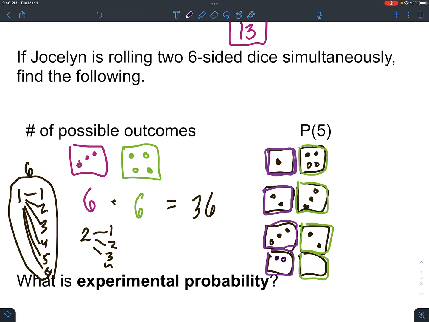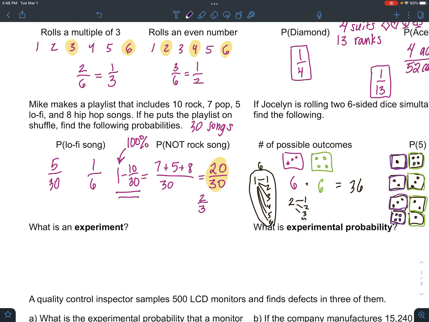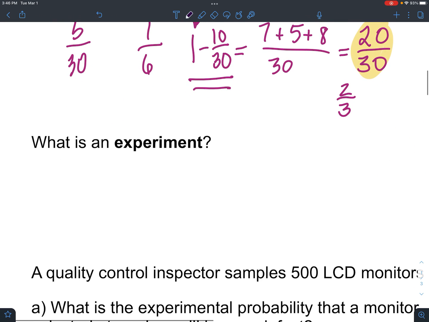So in fact, it turns out that there are 4 different ways to roll a 5 out of our 36, which is 1/9. Okay. And we'll look at that more in the experiment we're going to do in class. Hopefully you are there for that.